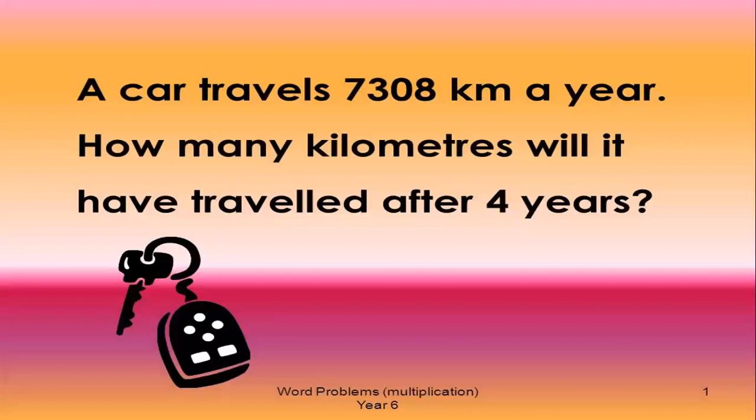Okay, now another example: a car travels 7,308 kilometers a year. They are telling us about the distance covered by a car in 1 year. And now there comes a question: how many kilometers will it have traveled after 4 years? See, the number of years is increasing. Initially, they were telling us about 1 year. Now they're asking us to find the distance for 4 years. So if the number of years is increasing, definitely the distance will also increase. So in this case, you also have to multiply. When something is increasing, it means you are going to multiply.